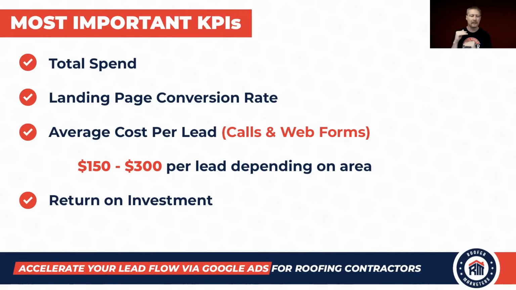So let's say it's $25 a click, and someone clicked 10 times, that's $250 for that phone call. But if you can tweak your landing page to convert at 20%, now you're able to drop your lead cost to $125 per lead. So the landing page conversion rate is one of the most important things that you need to measure and optimize around.